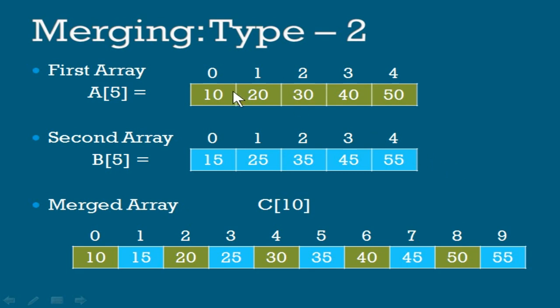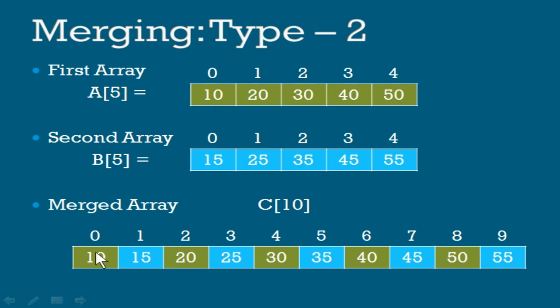Now the second type: you have two arrays. The first array and the second array both have 5 elements, and the position values will be 0 to 4 for both the arrays. And in the merged array, that means you will have 5 plus 5, 10 elements should be occupied in this C array. That means the subscript value will be 10. So we will have 10 boxes and the position values will be 0 to 9.